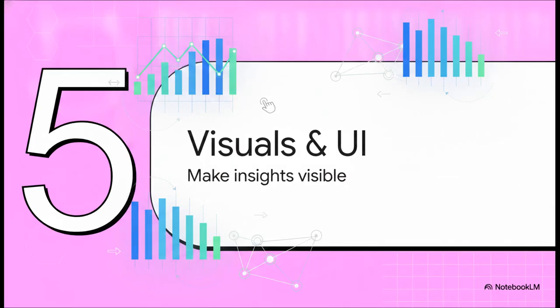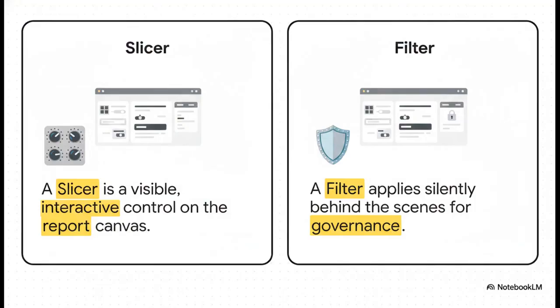Moving to the front end, Section 5, Visuals and Interactivity. You will almost certainly be asked the difference between a slicer and a filter. Ultimately, it comes down to the user experience. A slicer is a highly visible interactive button or dropdown sitting right there on the report canvas. A filter lives tucked away in the side pane. While users can interact with filters if you allow them to, filters are primarily there for the developer to enforce data roles silently behind the scenes, like setting a page-level filter that ensures only active customers are ever shown to the user. Basically, slicers are for exploration, filters are for governance.